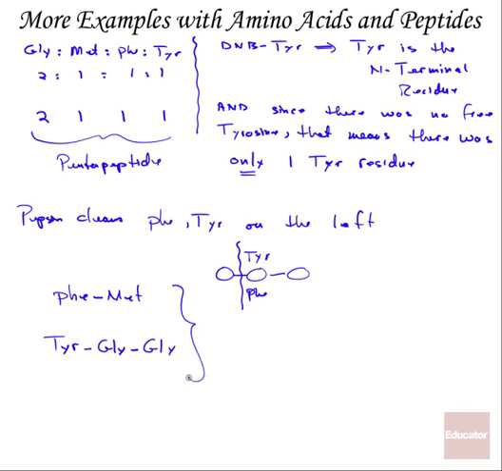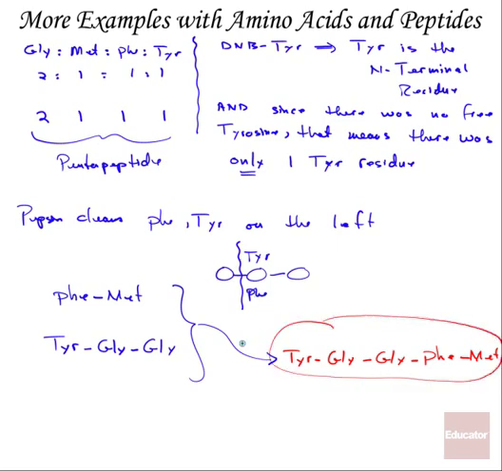Therefore, all of this information points to the following: Tyr, Gly, Gly, Phe, Met. Tyrosine, glycine, glycine, phenylalanine, and methionine. This is the structure or the sequence of methionine enkephalin. There you go. I hope that made sense.